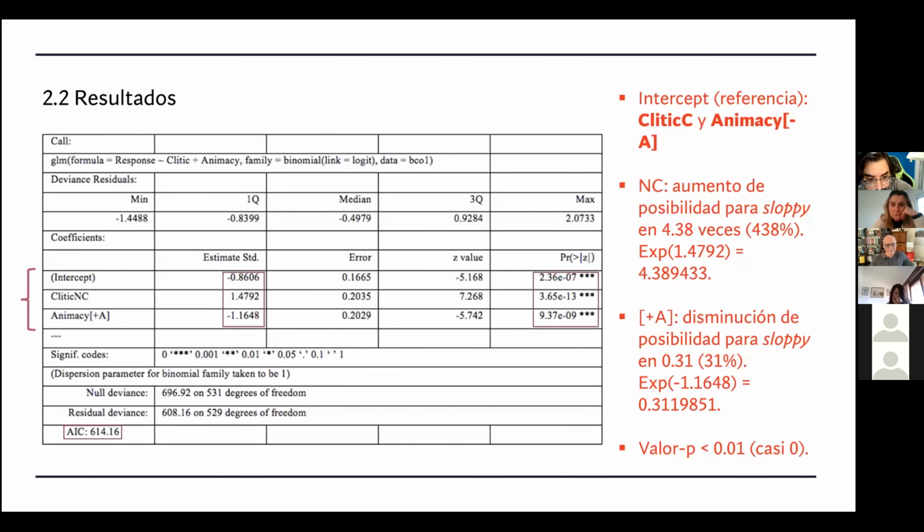Considerando como referencia la animacidad, el rasgo de animacidad menos animado, el rasgo más animado disminuye la posibilidad de lectura imprecisa en 0,31 veces, es decir, 31%.